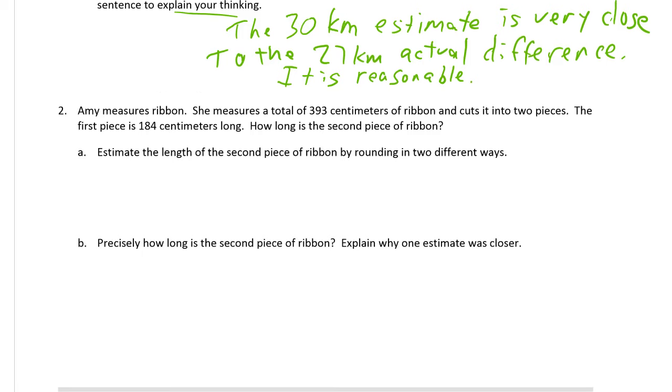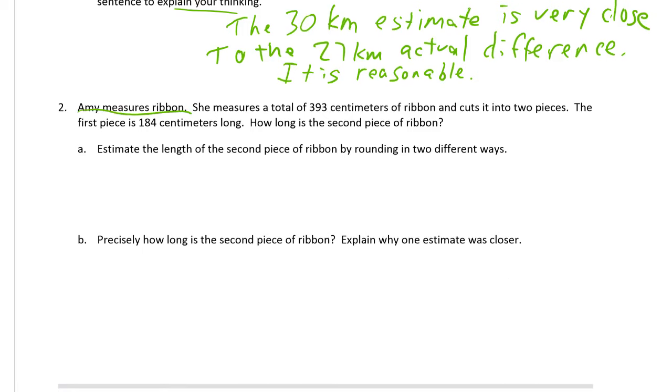Amy measures a ribbon. She measures a total of 393 centimeters of ribbon and cuts it into two pieces. The first piece is 184 centimeters. How long is the second piece? Estimate the length of the second piece of ribbon by rounding in two different ways.